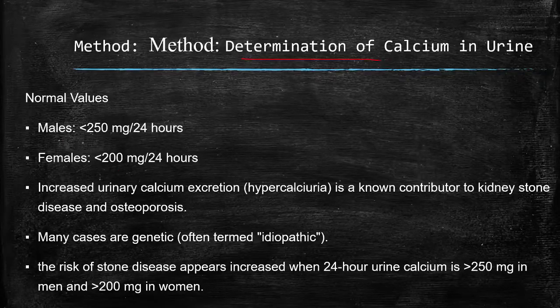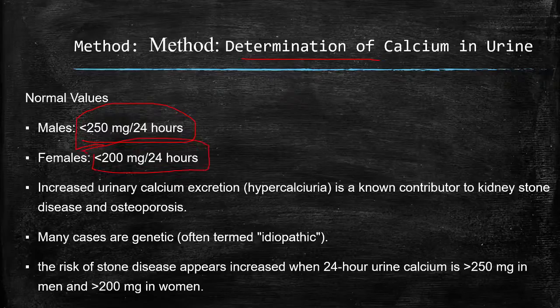So determination of calcium in urine. Normal values are less than 250 milligram per 24 hours of urine. And calcium should be excreted less than 200 milligram per day in females. Increased urinary calcium excretion is a condition called hypercalciuria. So this is a contributor to kidney stone disease or osteoporosis, and that is loss of calcium from bones is called osteoporosis. And many cases are genetic, so they are called idiopathic.